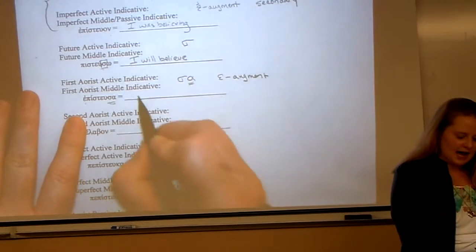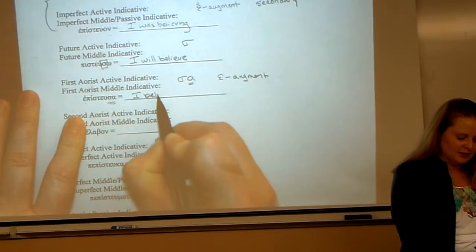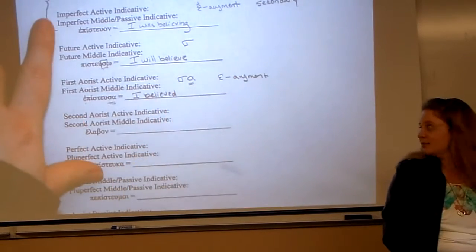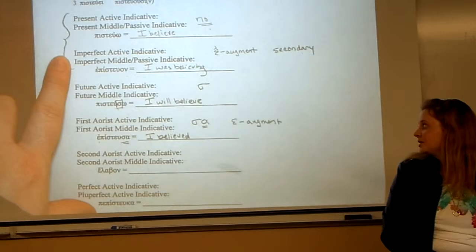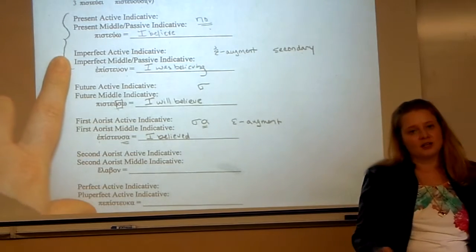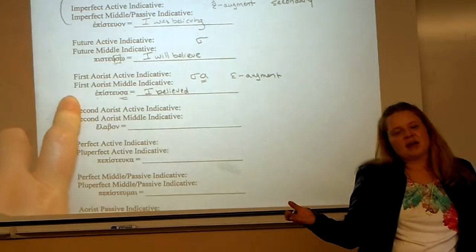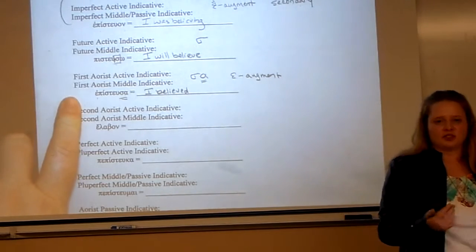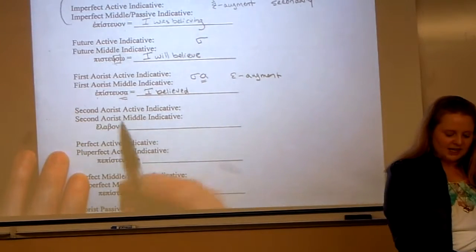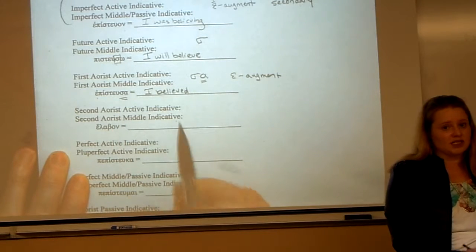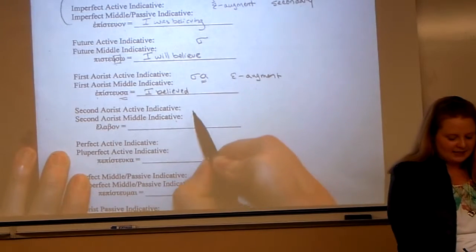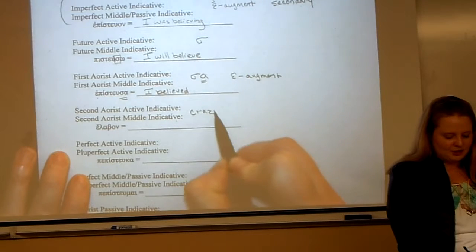This means I believed. Notice, though, how it's different from the imperfect up here. I was believing. It's like you're telling it over a period of time. The aorist is undefined. It's just happened in the past. We don't know when exactly it happened. We just know it occurred. The second aorist active indicatives are those ones that have the crazy tense, the crazy stem change.